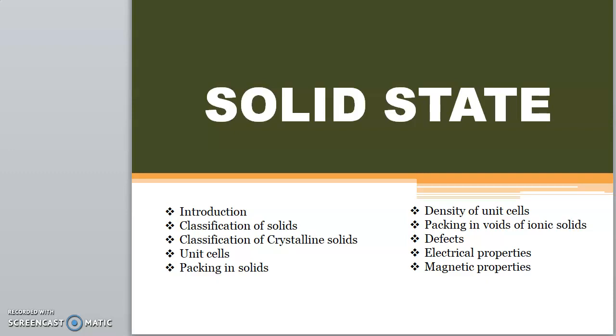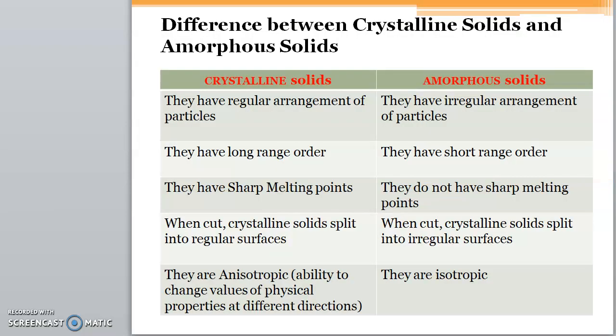Okay, so let me quickly recap this chapter. What we did was we did the introduction part of solid state, and we looked at the classification of solids, right? That solids are classified into two types: crystalline and amorphous. Okay, so we looked at the distinguishing points between them, between crystalline and amorphous solids.